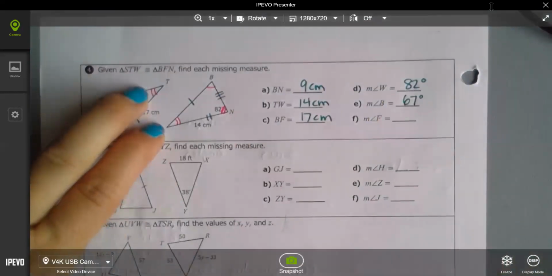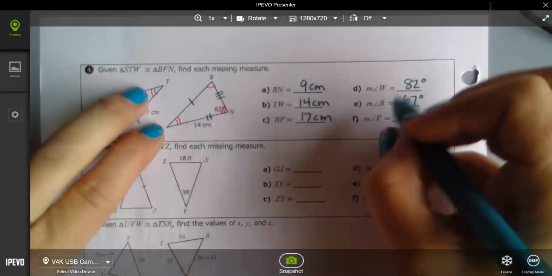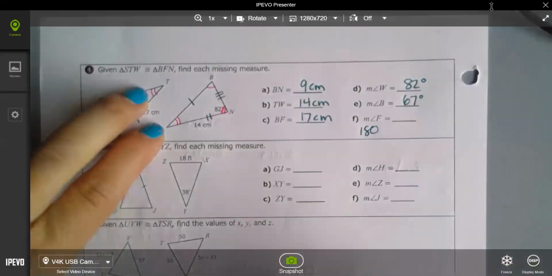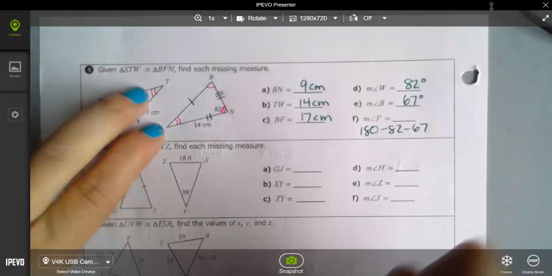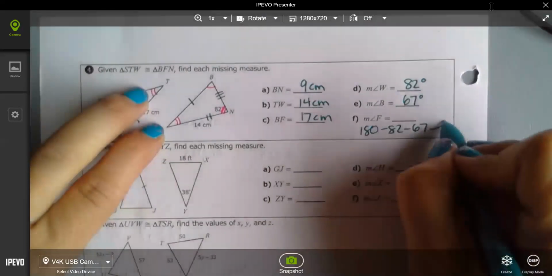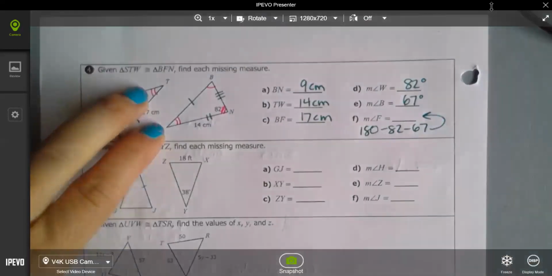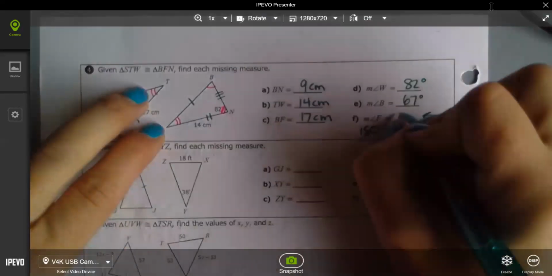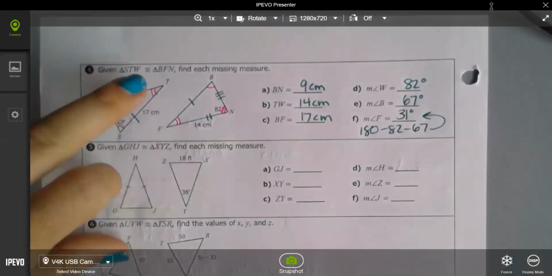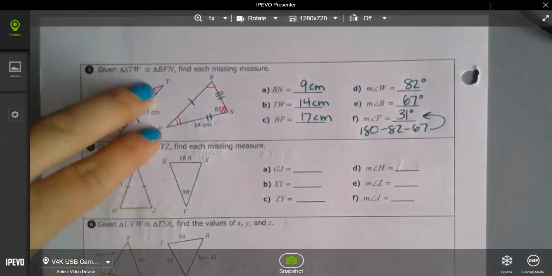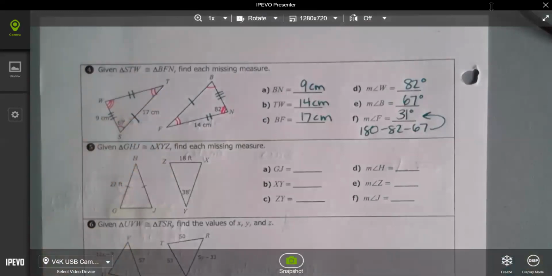What do I know? I know that a triangle has 180 degrees in it. So if I subtract away the 82 and I subtract away the 67, what are we left with? Punch it into your calculator. We're left with 31 degrees. So that means that T and F both have to be 31 degrees.